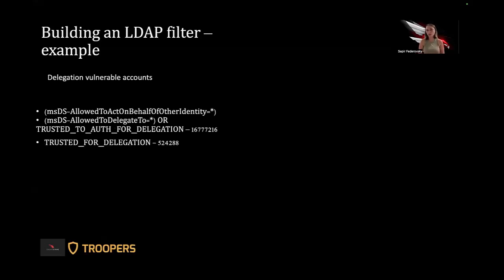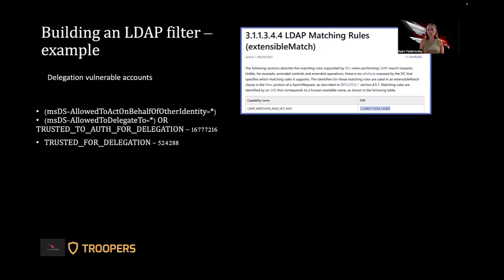For unconstrained delegation, we have another userAccountControl flag, which is the TRUSTED_FOR_DELEGATION flag. So again, we need to perform a bitwise AND operation on the userAccountControl attribute. How can we do it? We can use something called LDAP matching rules. These are sort of functions you can apply to different LDAP attributes that perform some operations. For example, here we have the bitwise AND LDAP matching rule, and we can use it to search for different flags inside the userAccountControl attribute.